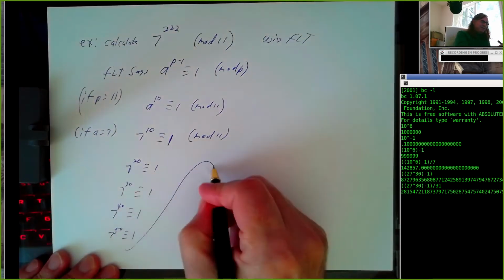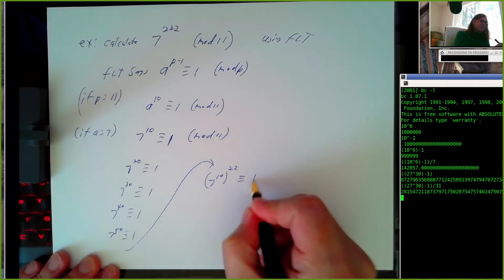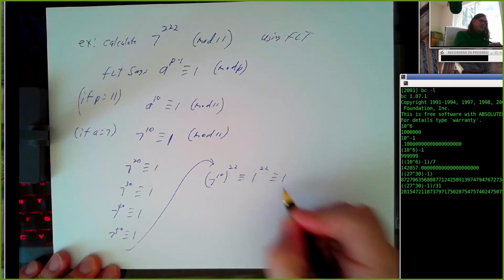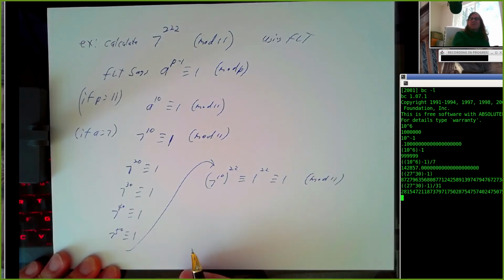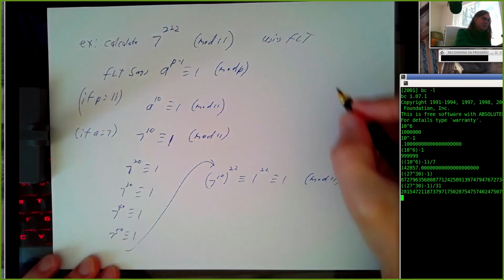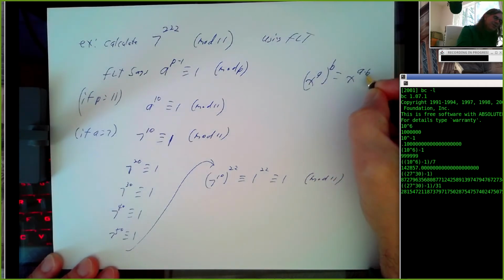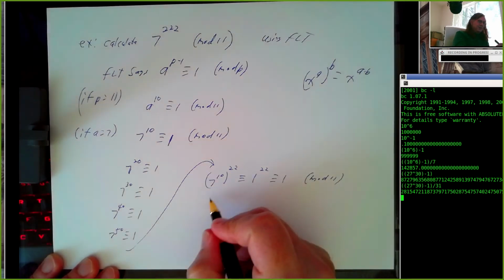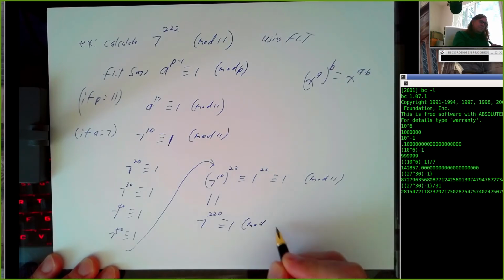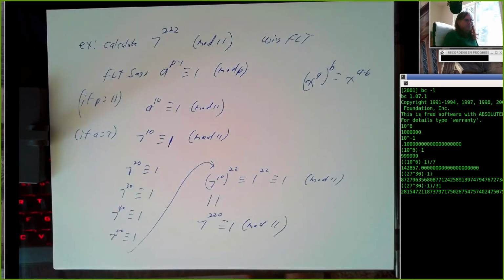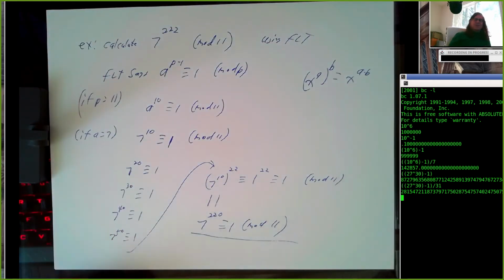And if I just jump ahead and I say, let's take 7 to the 10th raised to the 22nd power, that should be 1 to the 22nd power, which is still just 1. This is all mod 11. What is 7 to the 10th raised to the 22nd? Law of exponents, right? x to the a raised to the b is the same as x to the a times b. So this is 7 to the 220th. Well, I'm trying to find 7 to the 222nd. I just jumped all the way up to 7 to the 220th.